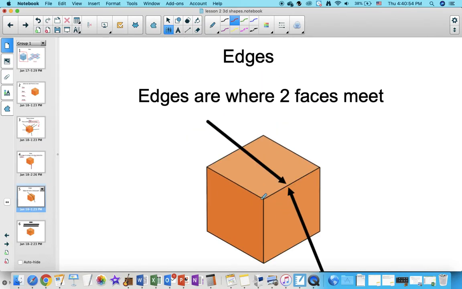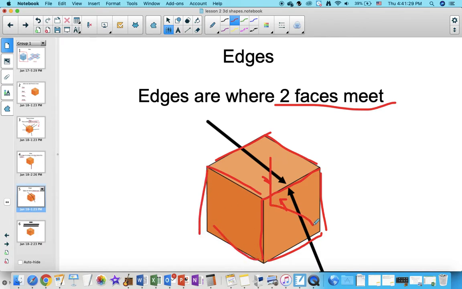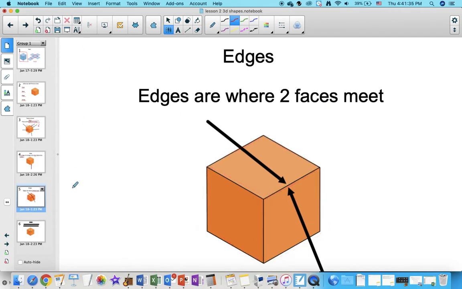Edges. Edges are where 2 sides meet. So you can see that line right there. It's not a really good straight line, but you can see this line right here. And that would be called the edge. And the edge is where this face and this face meet. So it's where 2 faces meet. That creates this line or an edge. So if I were to ask you how many edges there are, you would count each of these lines. So 1, 2, 3, 4, 5, 6, 7, 8, 9, 10, 11, 12, right? Not the best drawn, but it would have 12 edges.